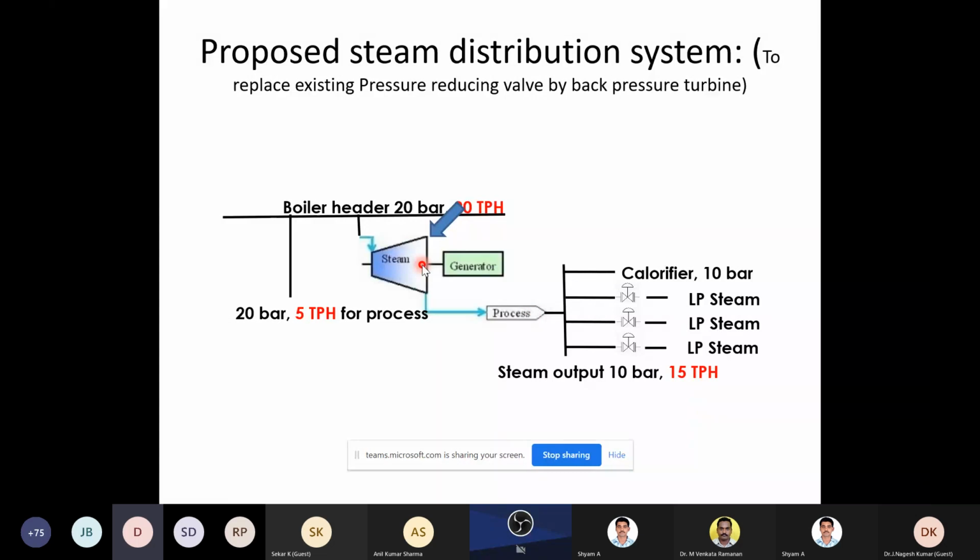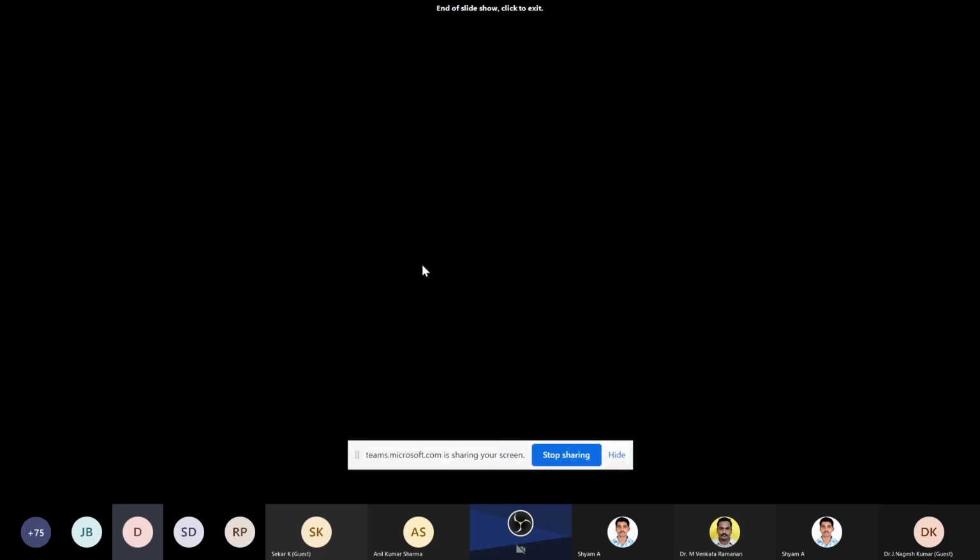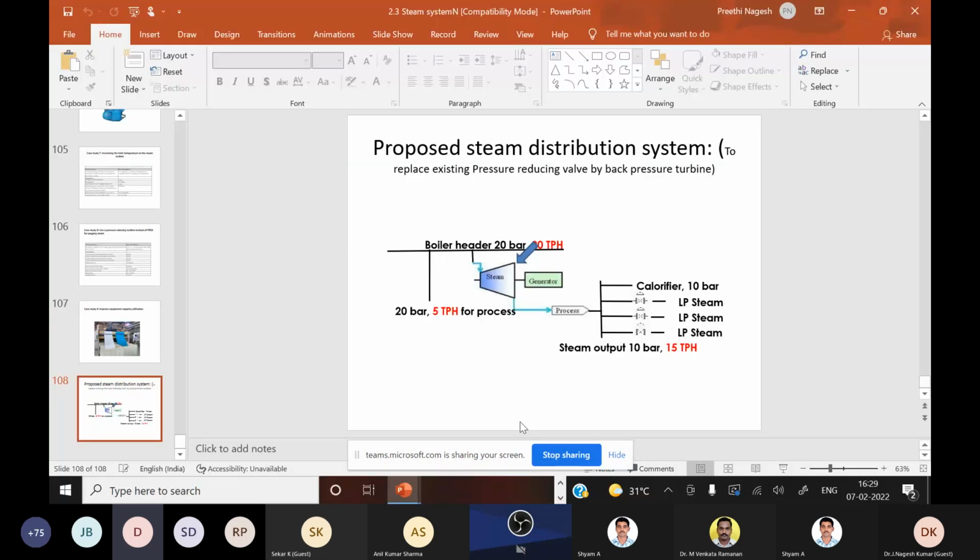So like this, there are many innovative solutions for steam conservation. As we said, the efficiency of utilization is only 47%. So there are a lot of opportunities if you focus on the process and also on the utilization side. Okay, so I'm stopping with this. Any questions you have?